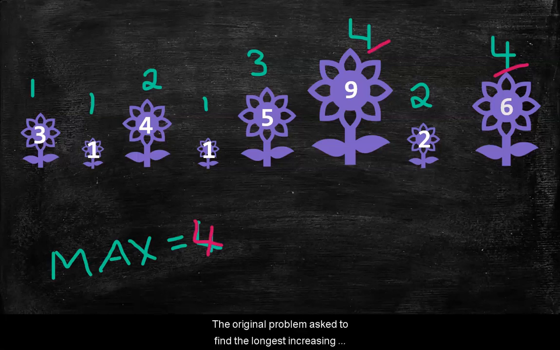The original problem asked to find the longest increasing subsequence over n elements. The redefined problem says, nah, that's too weak. If you want to find an increasing subsequence, you need to use your muscles. Limit yourself to maximizing only over the elements that are strictly less than the last element in your list.